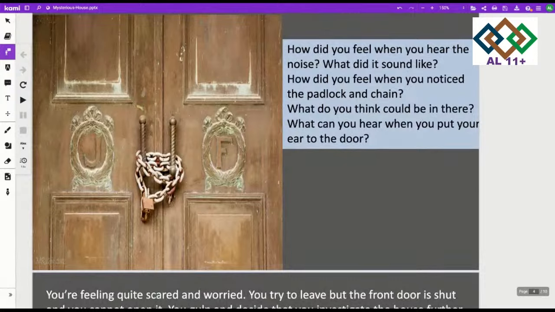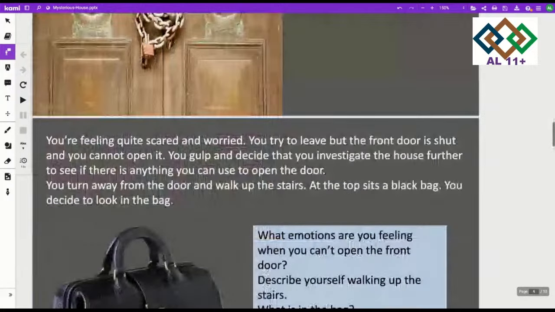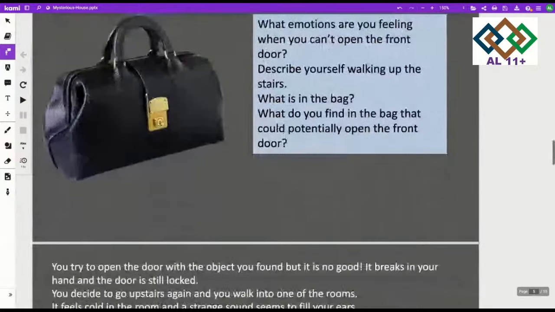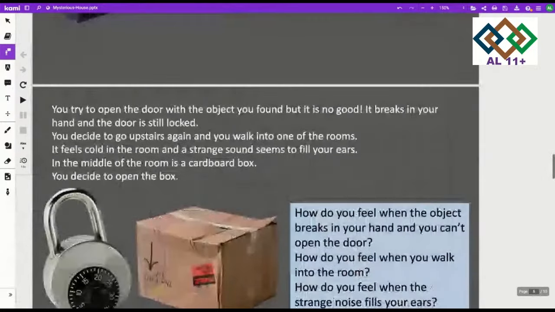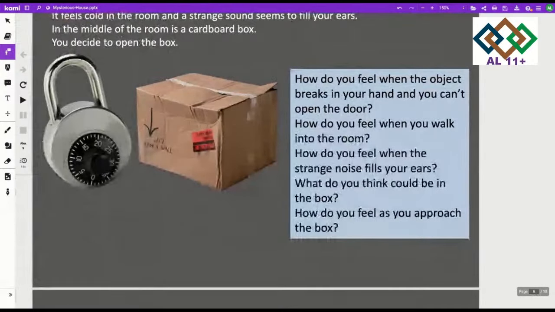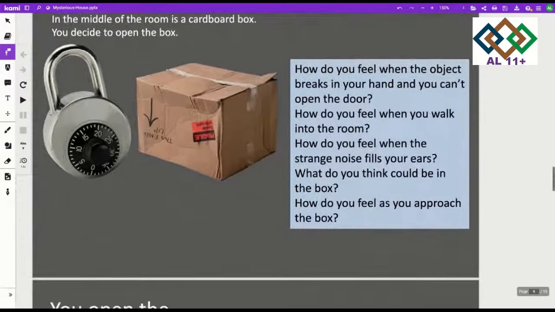So these are the things you could describe. And secondly, going up the house and finding, what did you find? If you guys remember, going up the house and finding a bag, you're trying to open the bag and you did succeed opening the bag and you found a padlock, which you could not even open, and you tried opening it, and what happened when you tried opening it?